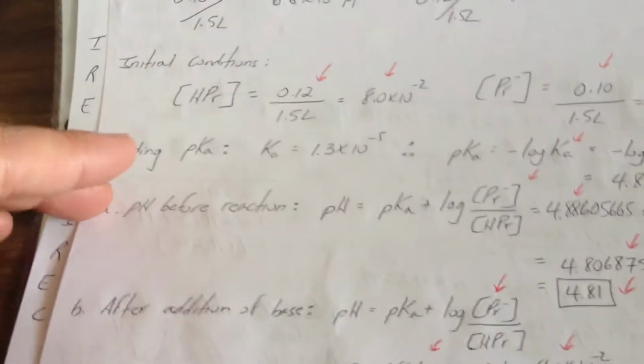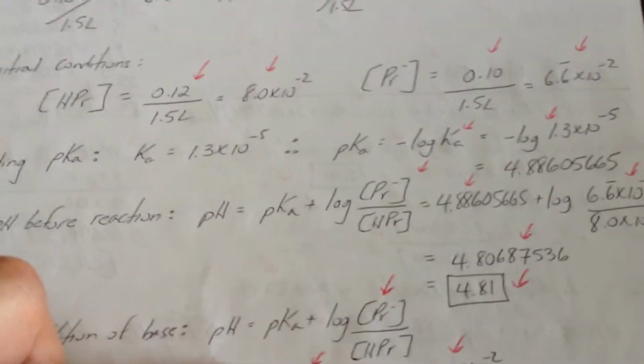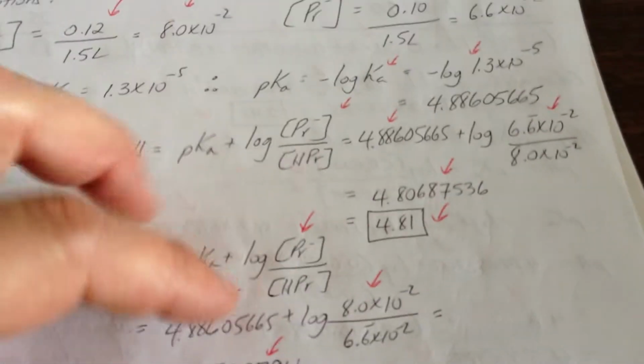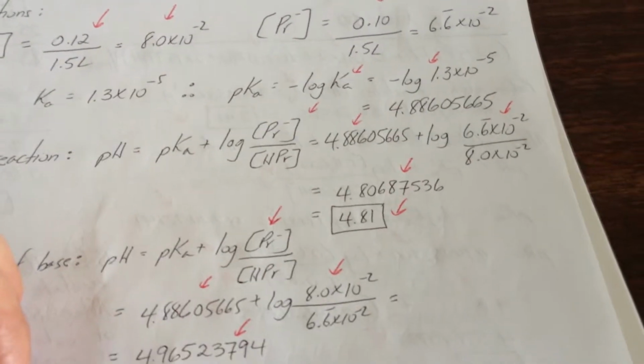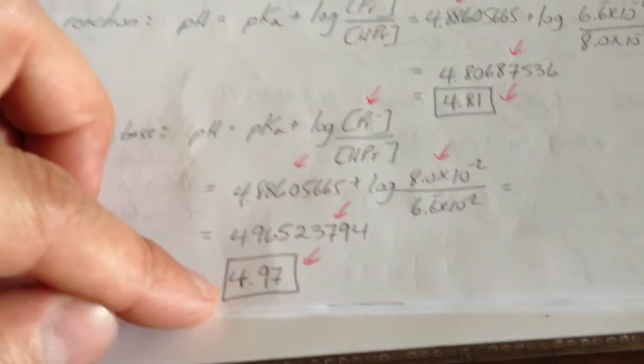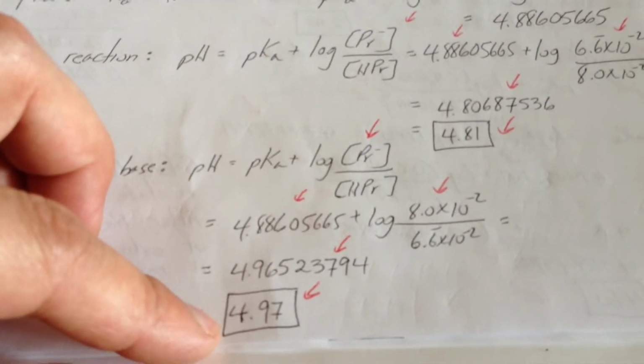After the addition of base, we again use the Henderson-Hasselbalch equation, and we plug in the equilibrium concentrations, which have now flipped to what they were before the addition of hydroxide, and that has the effect of raising the pH to 4.97.